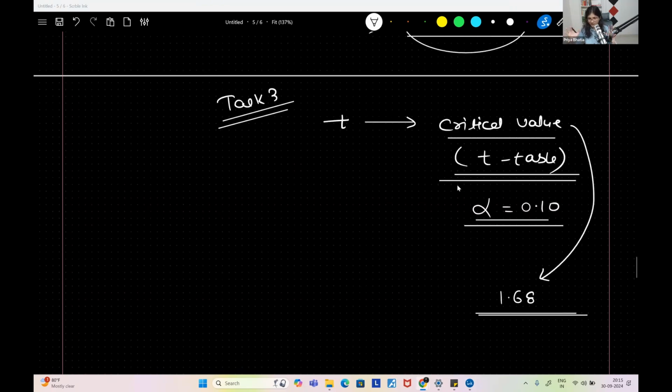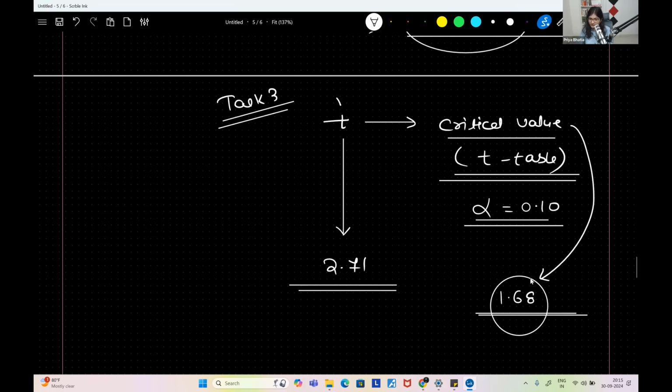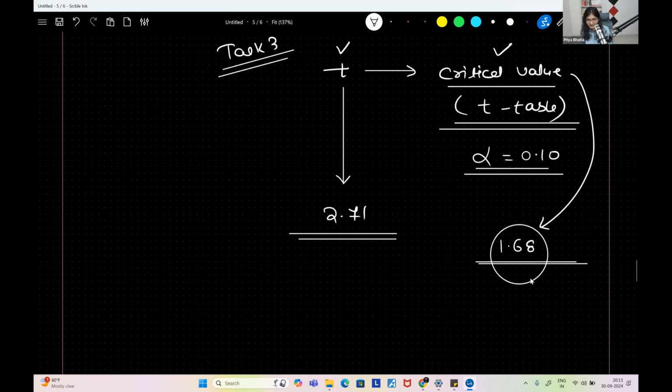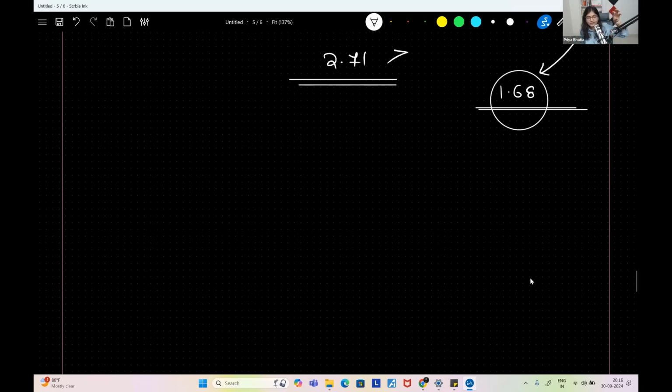But for now, just see that there is a hypothetical value which we are getting from a table, and we got this answer as 1.68. And there is one value which we have just now evaluated, which is 2.71. Now, in task number 3, we will compare these two values. If this critical value is bigger than the t value, it is a proof of failing to reject the null hypothesis, or in other words, accepting the null hypothesis. Because the critical value is smaller than the t value, in this case you will make a conclusion of rejecting the null hypothesis.